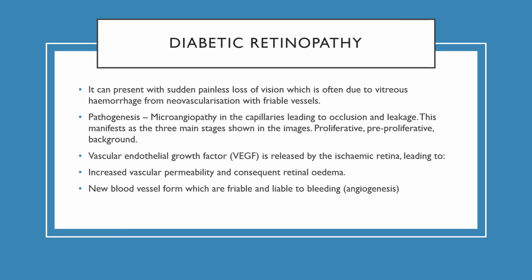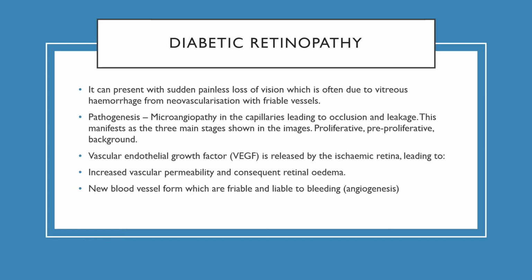Diabetic retinopathy can present with sudden, painless loss of vision. Although labeled sudden, this visual loss can also take place over a range of time or period of time that is longer than what we would normally consider as sudden. Its pathogenesis includes microangiopathy in capillaries, so occlusions leading to leakage, and there are three main stages shown in the images commonly, which are proliferative, pre-proliferative, and background.